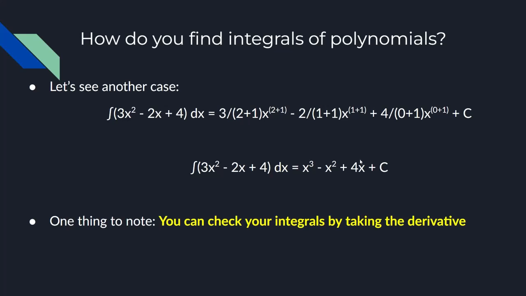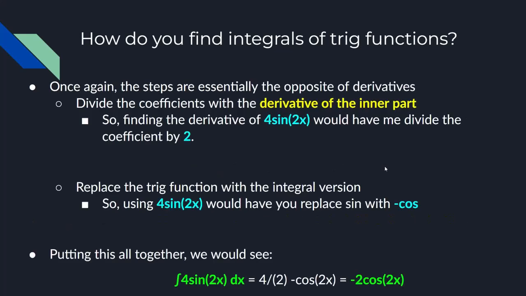Now, one thing that you can do to check to make sure that your integral is done correctly is just take the derivative of your final answer, and you should end up with this. Multiply the coefficient, we get 3x squared minus 2x plus 4. And there we go. A lot of times people will call integrals antiderivatives because they're the exact opposite of a derivative. Now, what about trig functions?